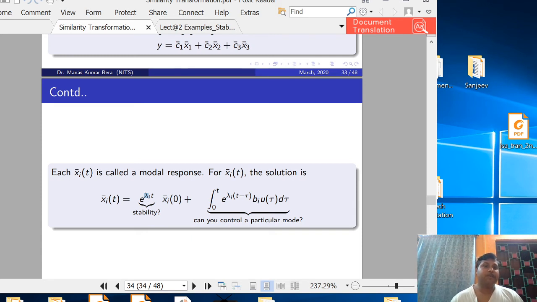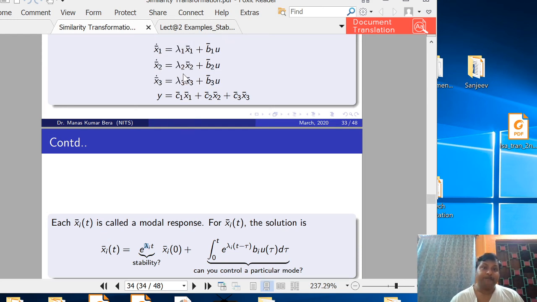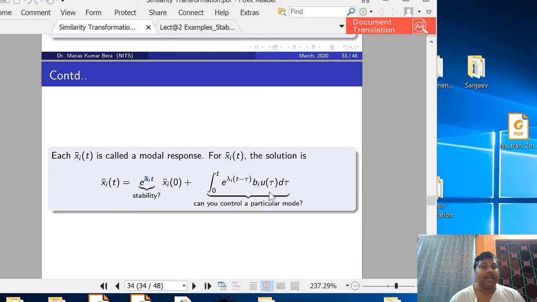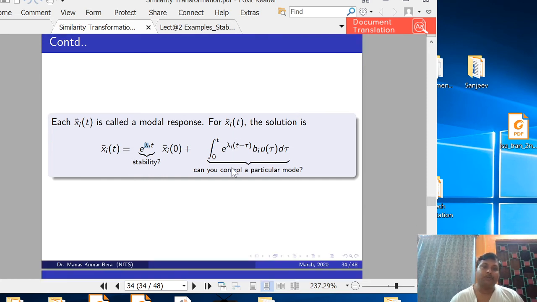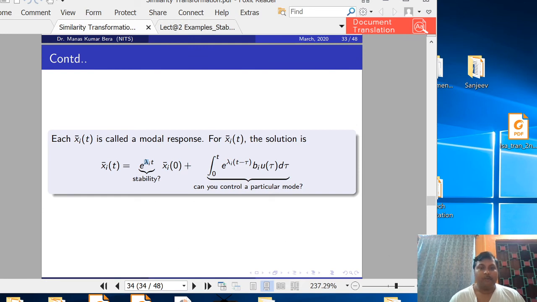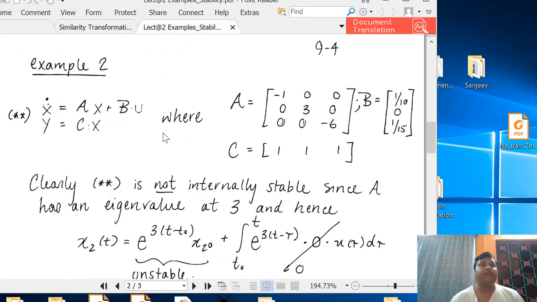Okay, and most importantly, for the zero state response, which is involved with the input part, if it is in diagonal form, we can tell which mode can be influenced by the input and which mode cannot be influenced by the input. That also we can conclude. To understand that, we can consider the example we have given for stability. This example we already took in the discussion of internal stability. So A, B, C, the A is already in diagonal form.